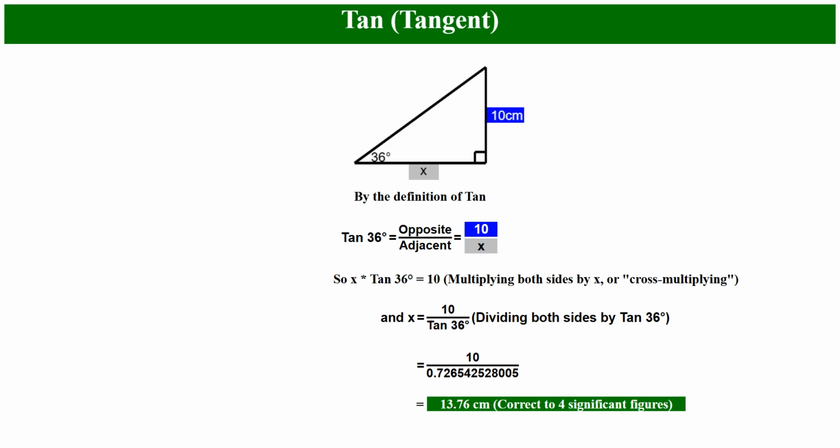Let's do a similar example, but with the triangle in this orientation. So again, we have the opposite as 12.5 centimeters and the angle is 58 degrees.